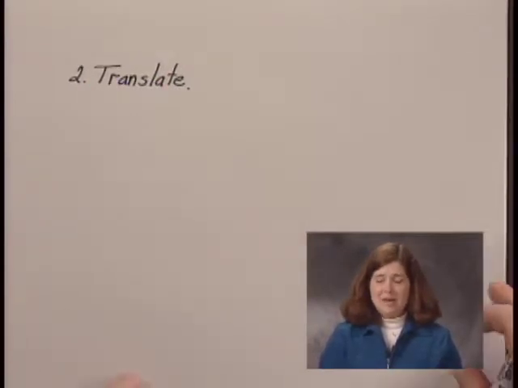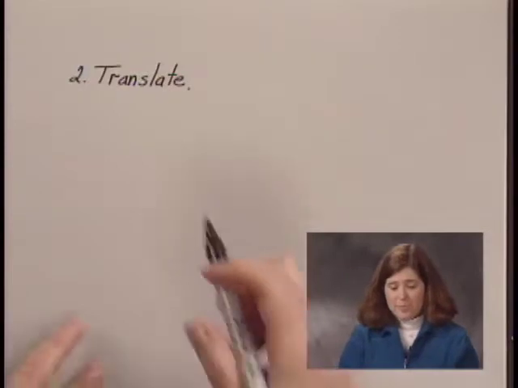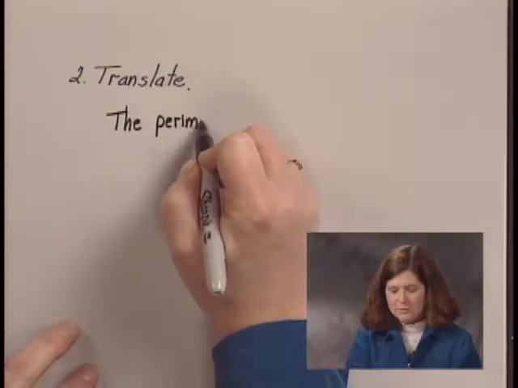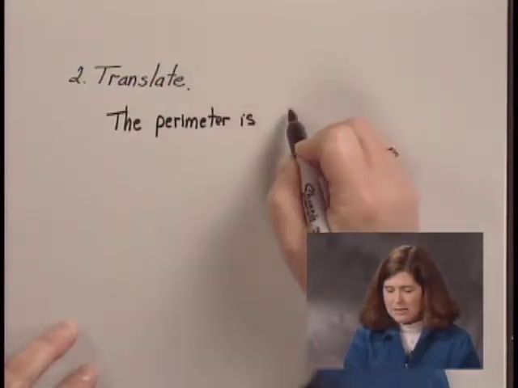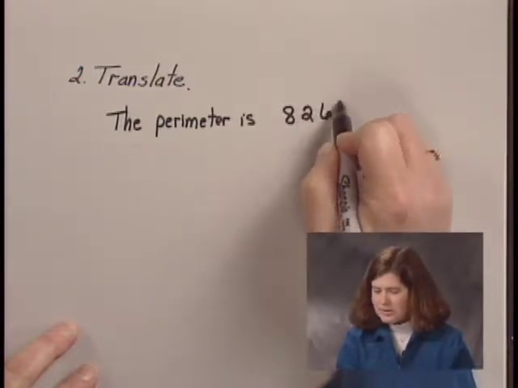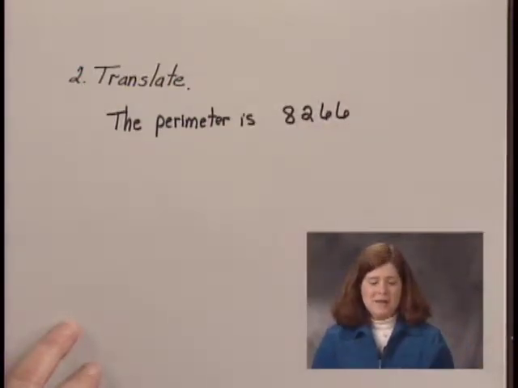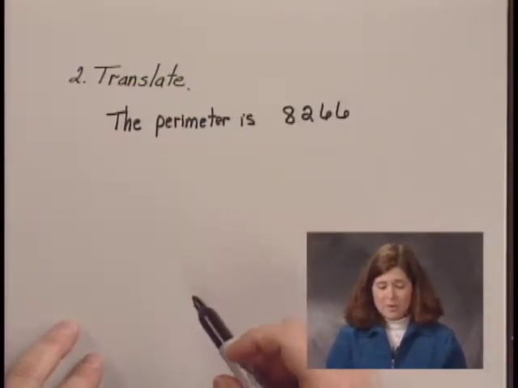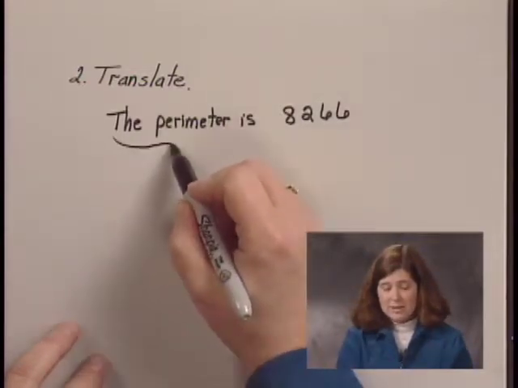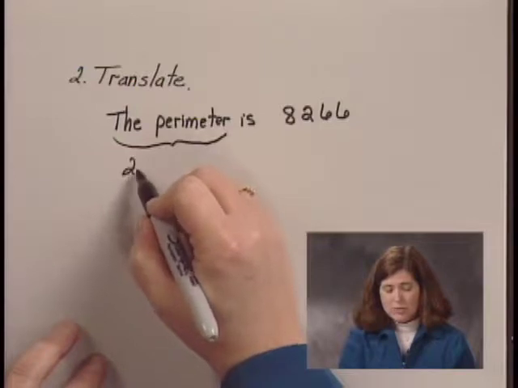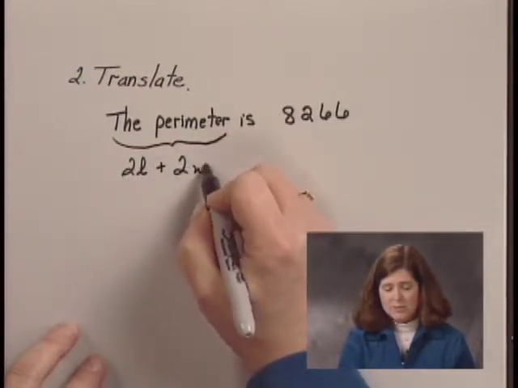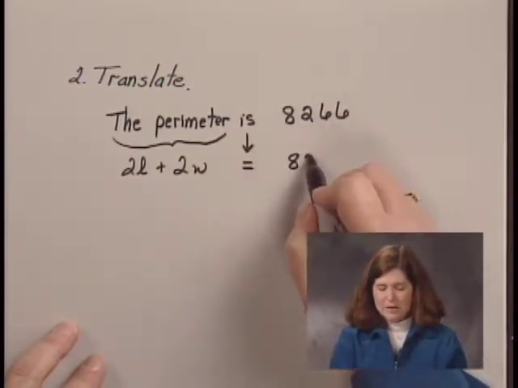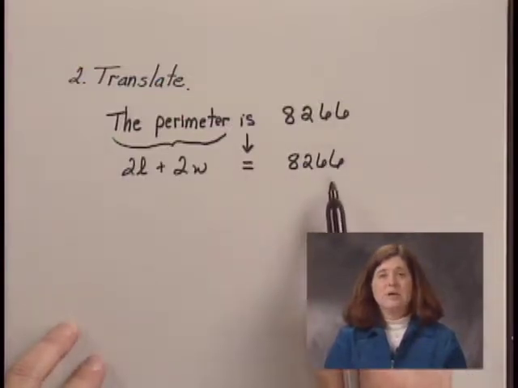mathematical language. We're given some information about the perimeter. We can write that as a sentence briefly in English. The perimeter is 8,266 yards. Now, how can we translate that to mathematical language using our variables L and W? Well, we know that the perimeter is, in terms of L and W, 2 times the length plus 2 times the width. Is translates to equals, and we have 8,266. And this gives us an equation.